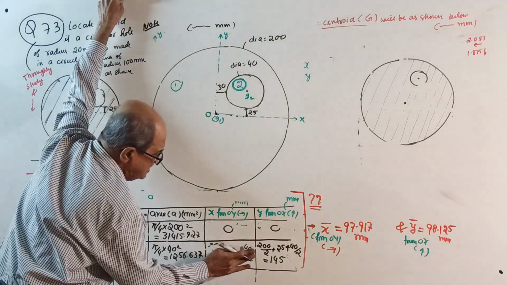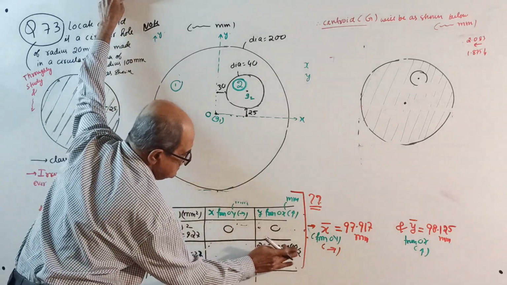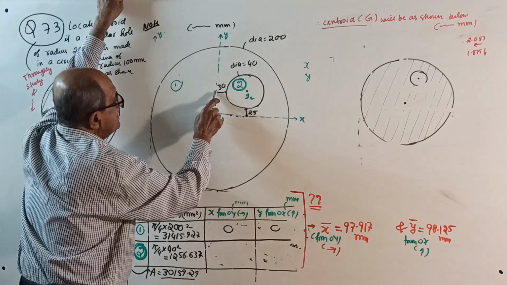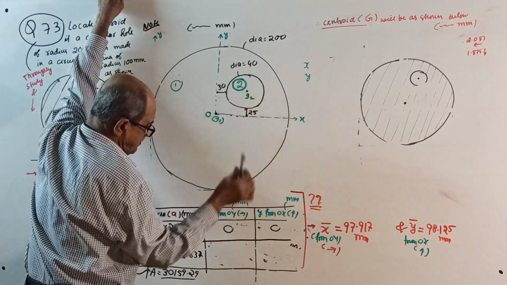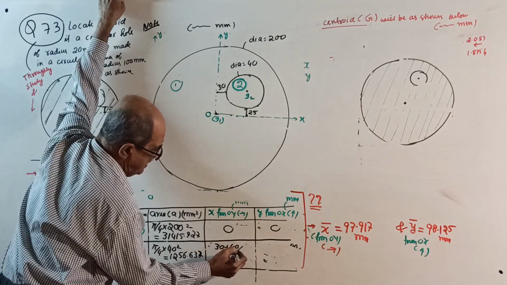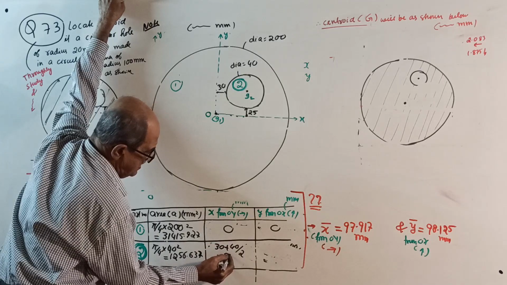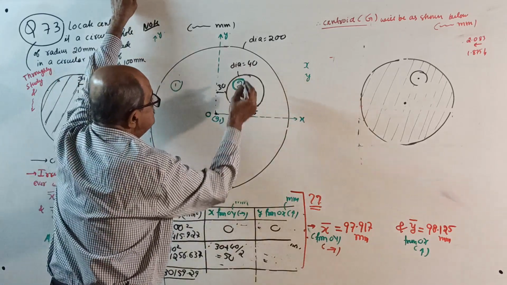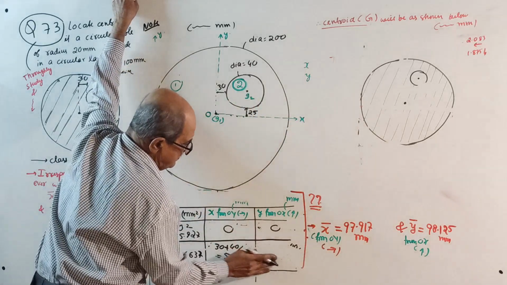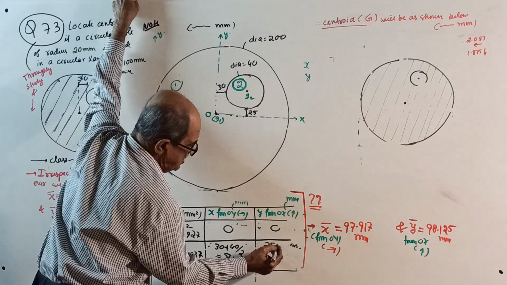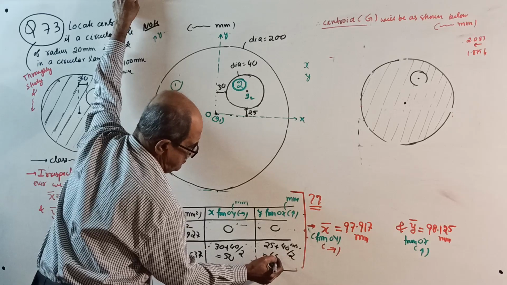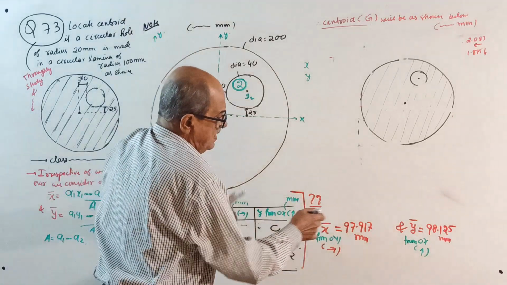But for these two you should be careful. X2, Y2, see here. X2, the centroid here, is 30 plus 40 by 2, that's all. 30 plus 40 by 2 is 50. And Y2 is 25 plus half of 40, that is 45. Okay, now calculate x bar, y bar.